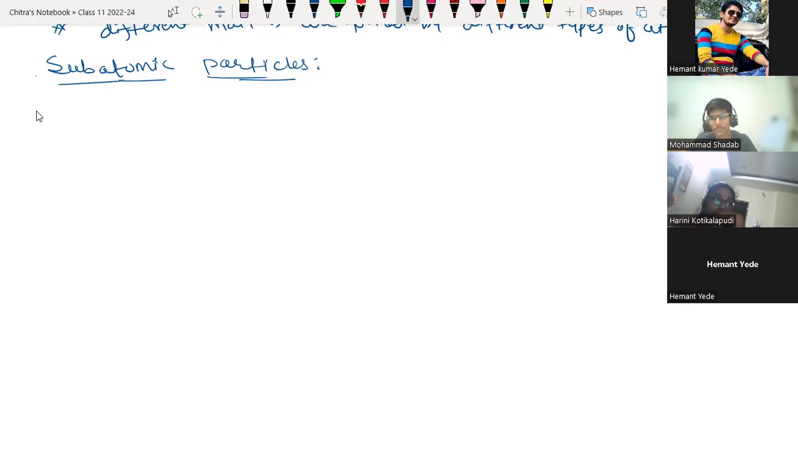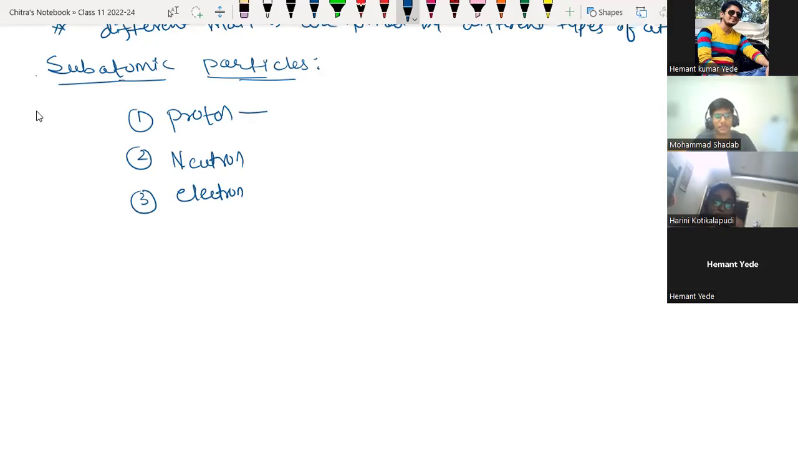On the basis of those experiments, scientists came to know that there are three subatomic particles present. Number one is named proton. Number two is named neutron. We will discuss their discoveries. And last but not the least, we have the electron. So now we have three types of subatomic particles.